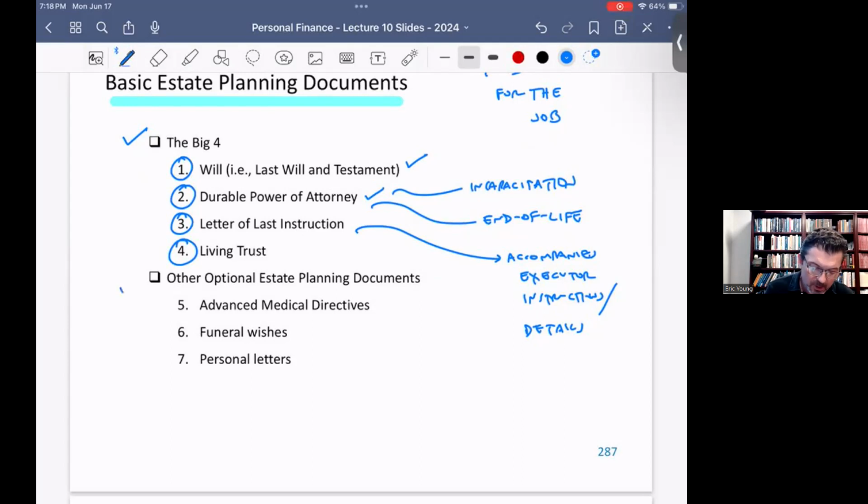In addition to the big four, there are a handful of other optional documents. These include advanced medical directives, where you give your thoughts on what type of end-of-life care you want, if you want to be resuscitated. These are pretty difficult documents because when you do them properly, you'll usually do this with a lawyer, you're going through a whole series of exercises where you have to effectively think through, brainstorm, and role play lots of the different ways that you might grow ill and die.